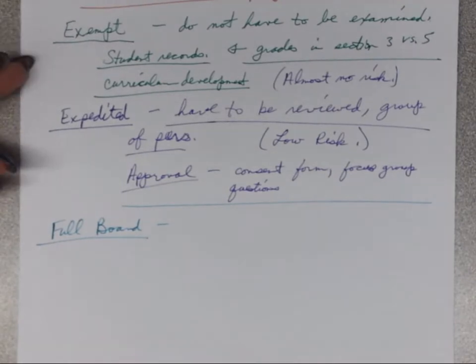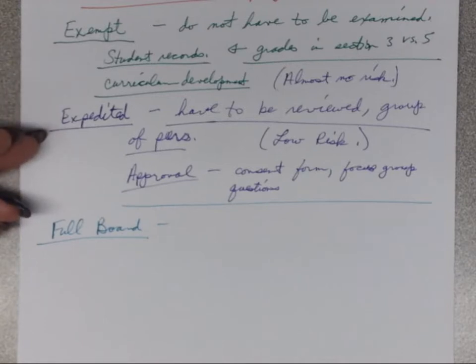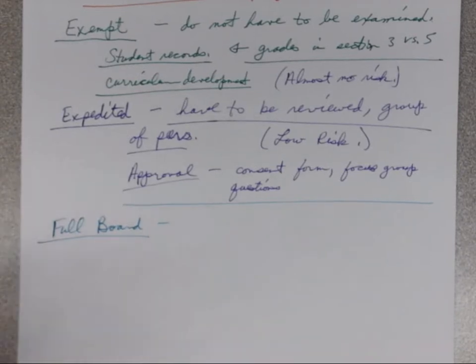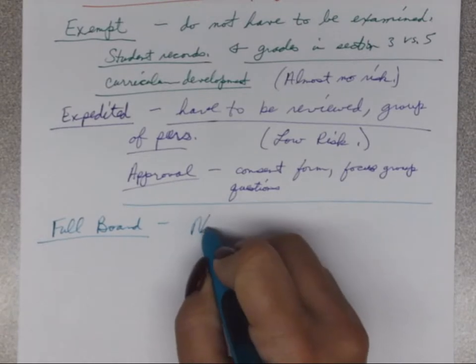So the exempt, my experience is I normally get approval back within a week or 2 weeks. The expedited, a lot of times it takes 2 weeks to a month to get stuff back. But the full board, that's going to take a while because the board only meets normally once a month.